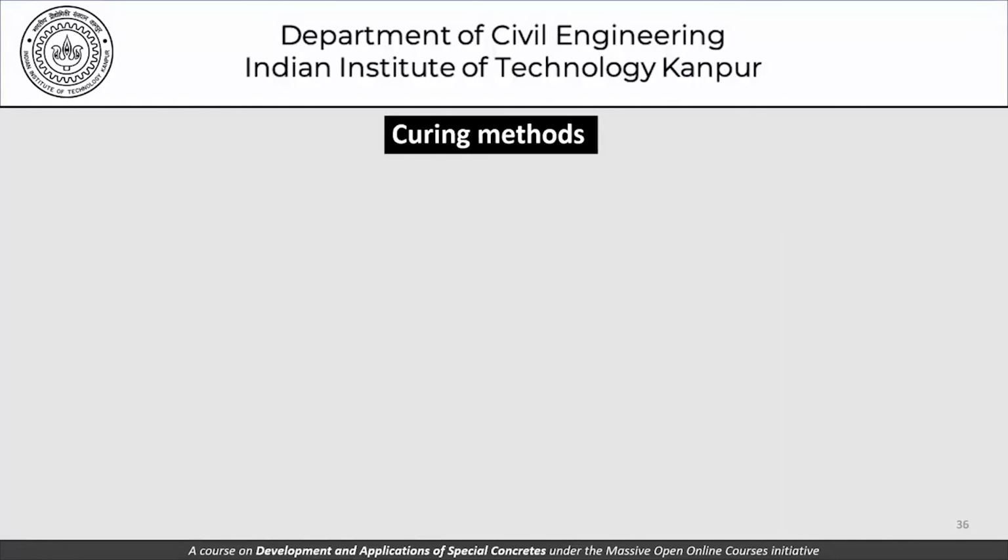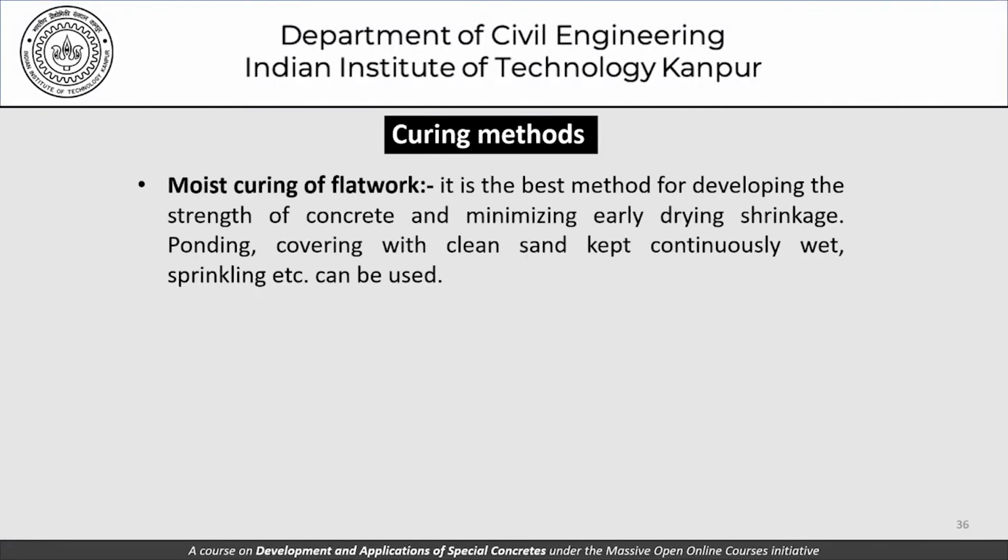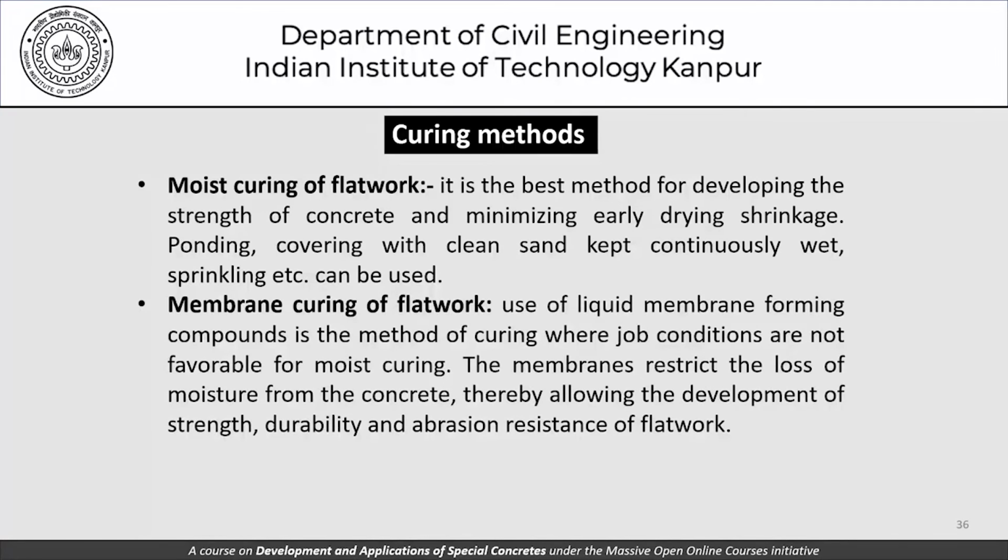As far as methods are concerned, you could use moist curing of flat work, which is the best method for developing the strength of concrete and minimizing early drying shrinkage, which could include ponding, covering with clean sand kept continuously wet, sprinkling, and so on, can also be obviously used. Membrane curing of flat work is another strategy.